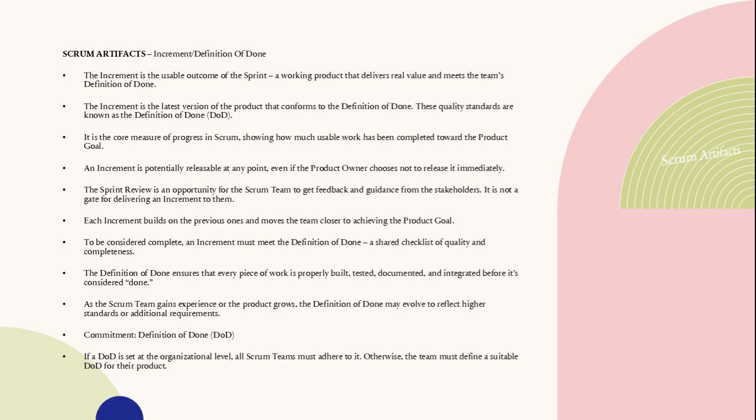The increment is the usable outcome of each sprint, a working product that delivers value and meets the definition of done, DoD. It's the key measure of progress, showing completed, potentially releasable work that builds toward the product goal. The DoD is a shared checklist of quality standards, ensuring every increment is properly built, tested, documented, and integrated. It prevents incomplete work, maintains consistency, and can evolve as the team and product mature.